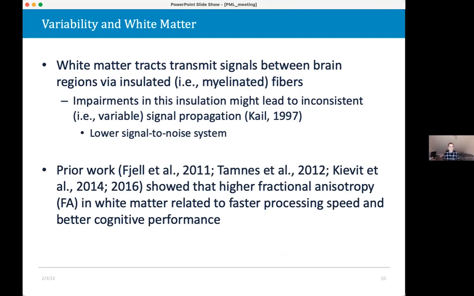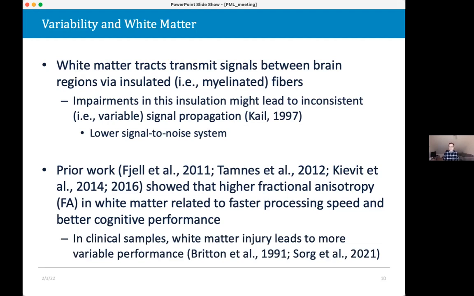So we can also build on some prior work that suggests this mechanistic link between white matter and variability, which has shown that higher fractional anisotropy, which is a fancy word for the ability of these fibers to direct water molecules down them as opposed to perpendicular to them. It's a measure of the movement of water down white matter tracks, but you can think of it as the same sort of signal conductance. And you want more directionality and less diffusing perpendicular to the white matter track. Higher fractional anisotropy has been related to faster processing speed and better cognitive performance overall.